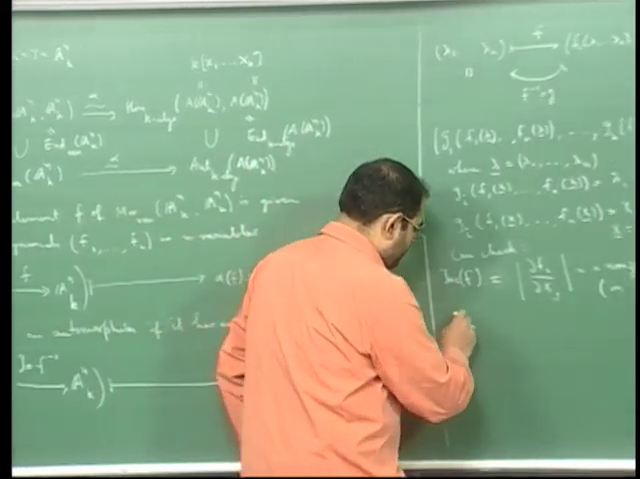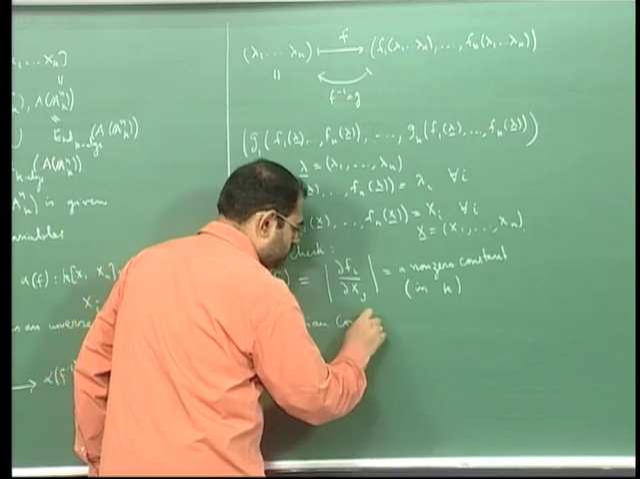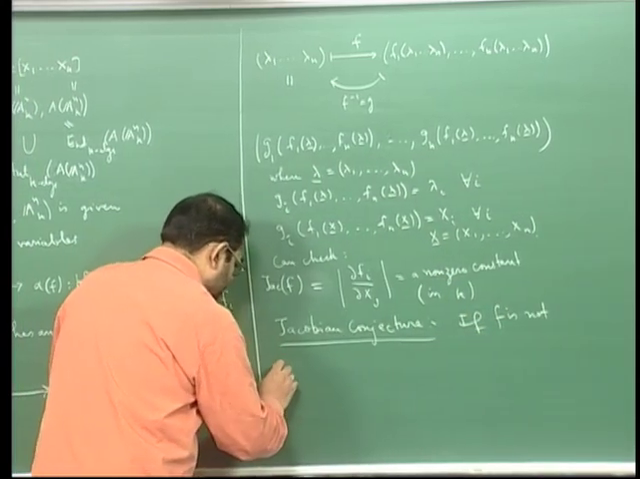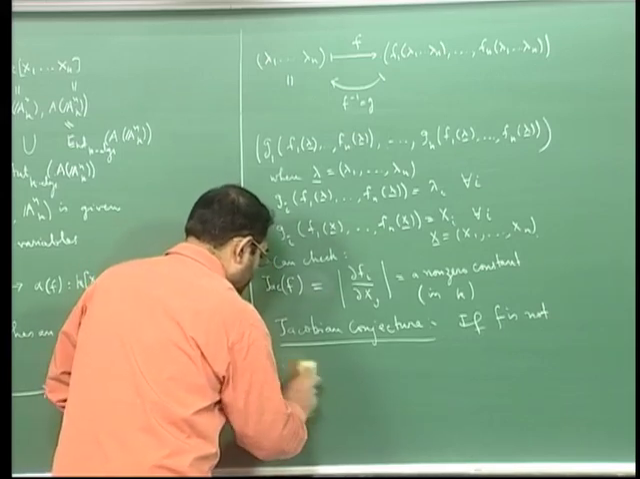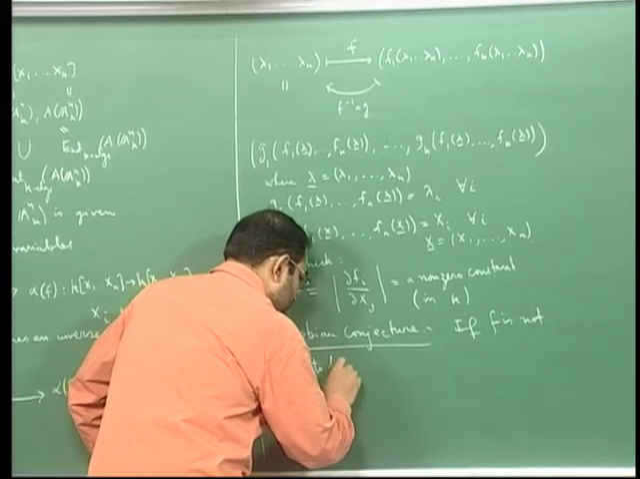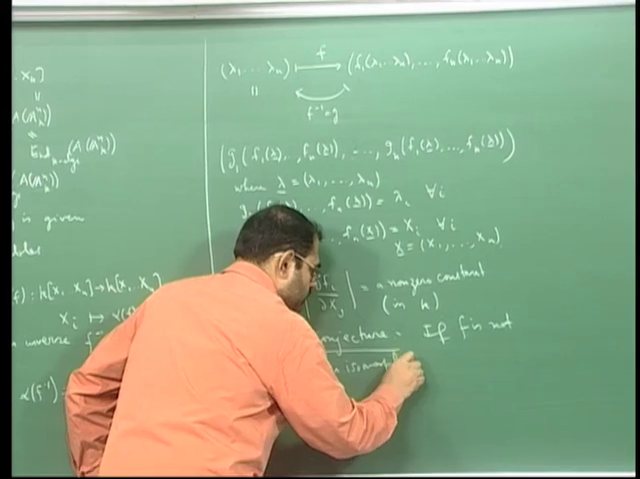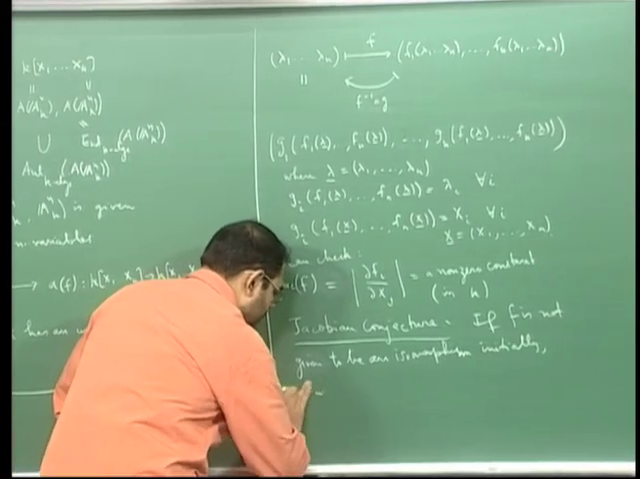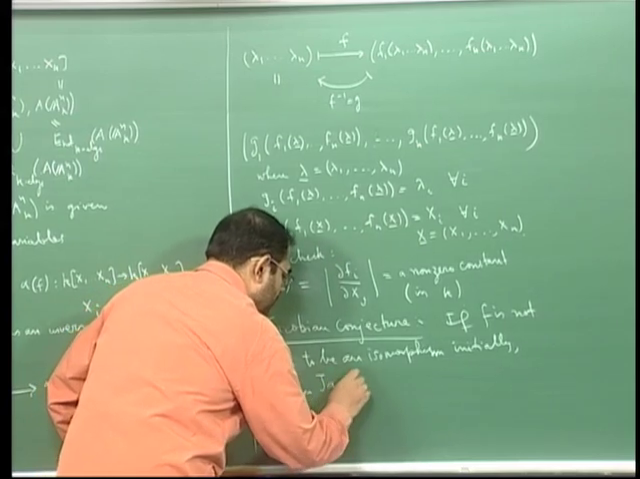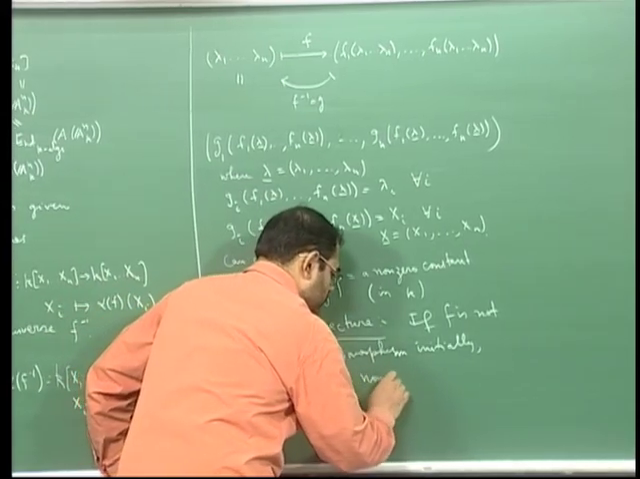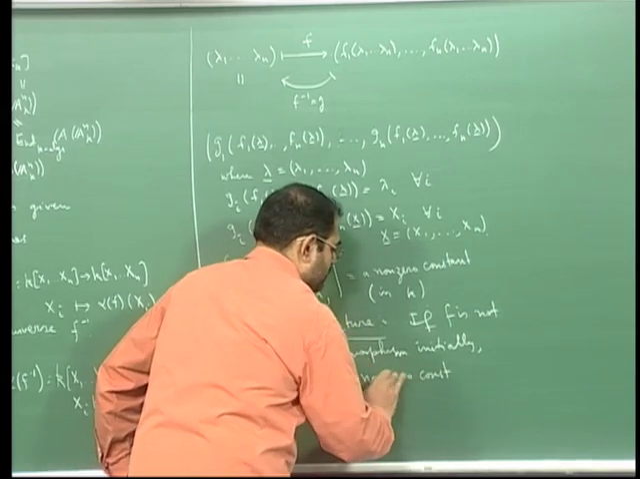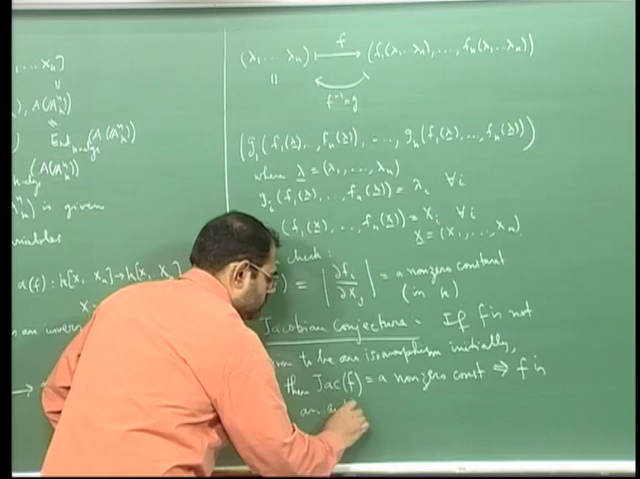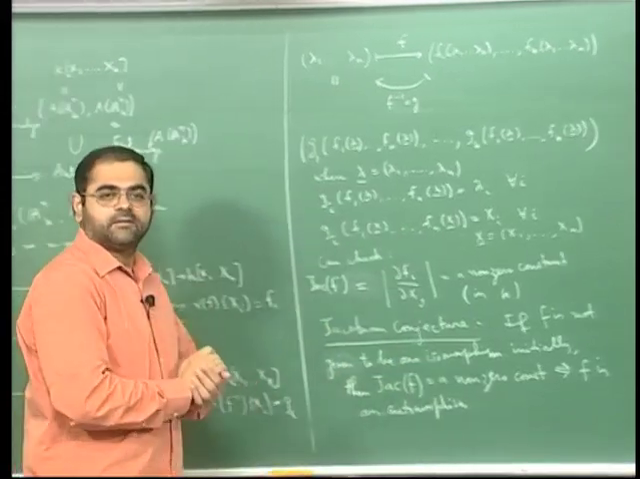So the Jacobian conjecture is: if F is not known to be, if F is not given to be an isomorphism initially, then the condition that the Jacobian of F is a non-zero constant implies F is an automorphism. This is the Jacobian conjecture.